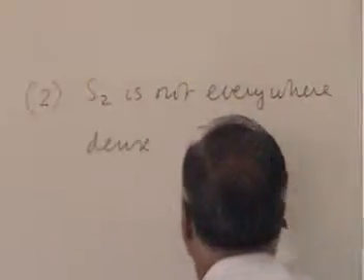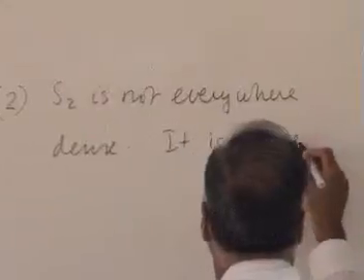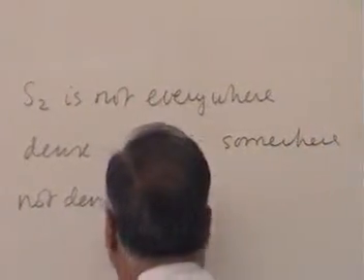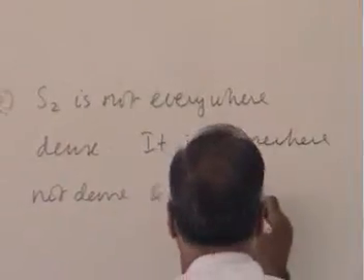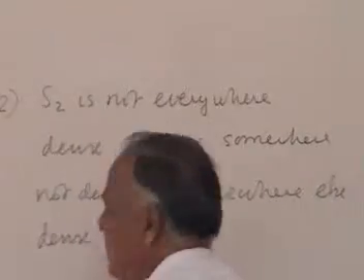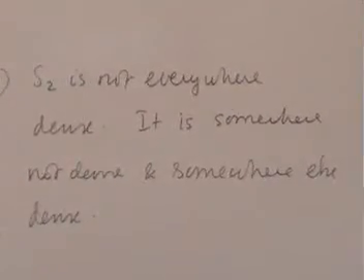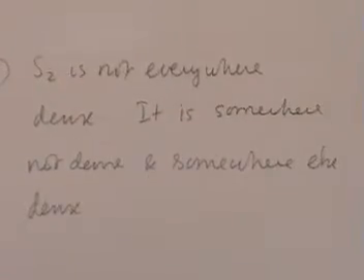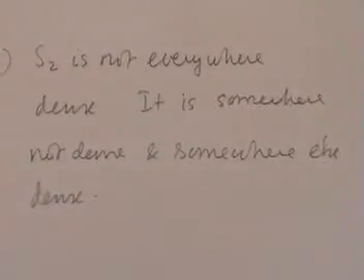It is, let me put it this way, somewhere not dense and somewhere dense and somewhere else dense. It is in some portions dense and in some portions not dense. You can avoid these points if you go to some places, but if you go to some other places, you cannot avoid that.